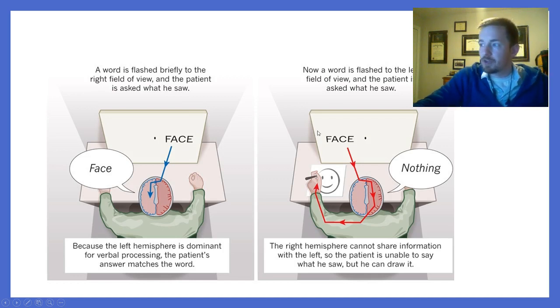But if, again, we were to show them on this side of their visual field, they would be able to draw it using their left hand. Why? Because here it is being processed in the right hemisphere, and the right hemisphere controls your left hand.